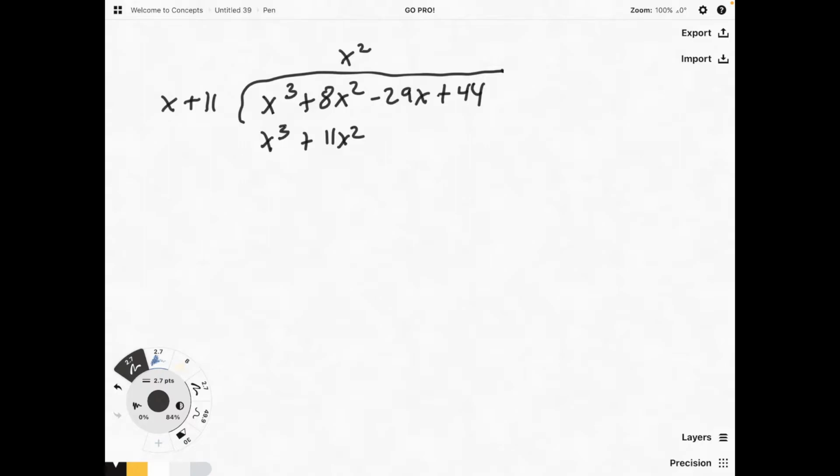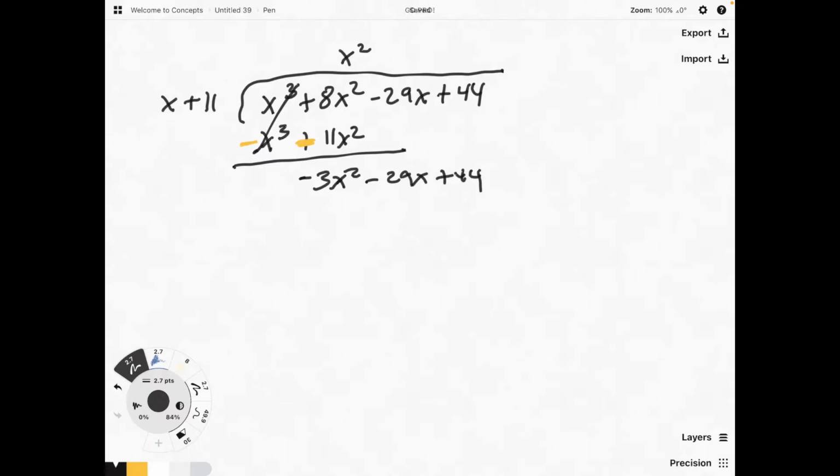Now what we want to do is subtract to figure out what we have left. So we multiply each term by a negative, so this becomes a negative x cubed, and this becomes a negative 11x squared. And we do that subtraction. This cancels out, and that is exactly why you want to match the coefficients, because you're trying to cancel out the term that you're working with. And so that's just left with an 8x squared minus 11x squared, which is going to give us a negative 3x squared. And we have that negative 29x plus 44.